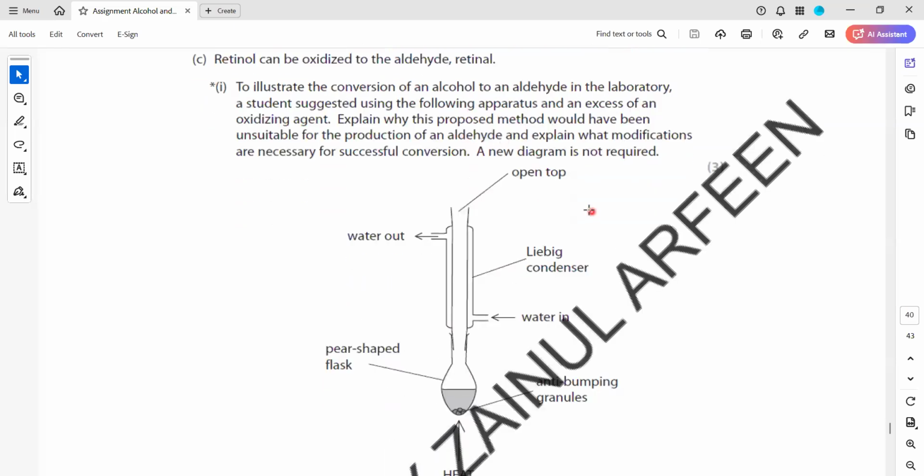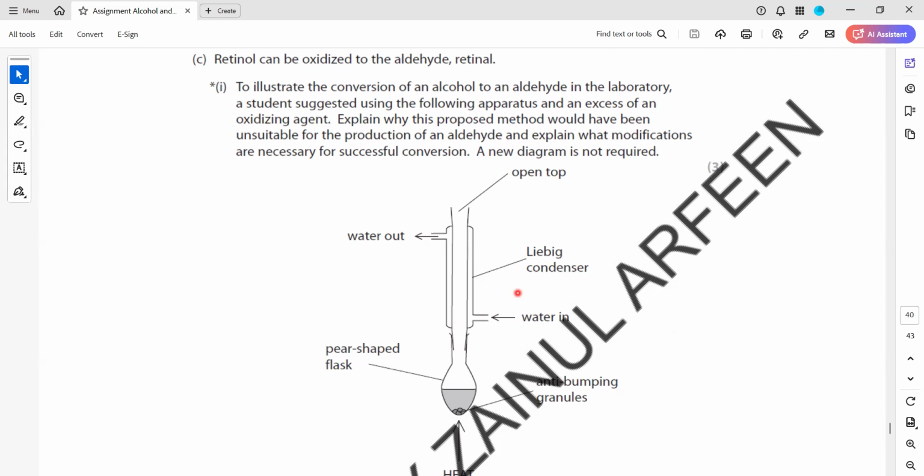You just have to mention, because this is a reflux condenser, what is the purpose of the reflux condenser? The purpose of a reflux condenser is that if we want a complete oxidation, then we use a reflux condenser. Here we don't want a reflux condenser, so the reflux apparatus will produce carboxylic acid or retinoic acid. So what we have to do is convert this into distillation. We don't have to draw that. We just have to change the position of the condenser. The condenser should be in a horizontal position rather than a vertical position.